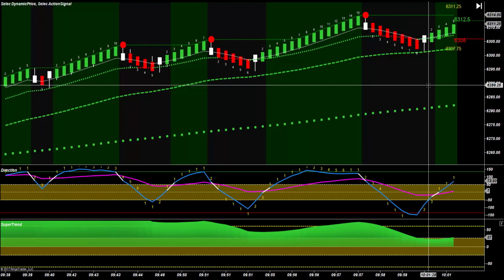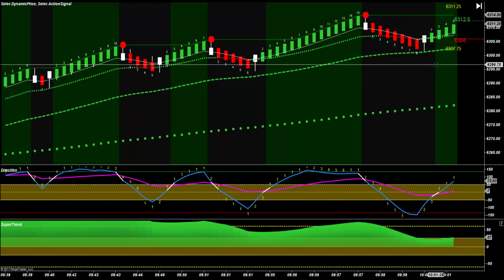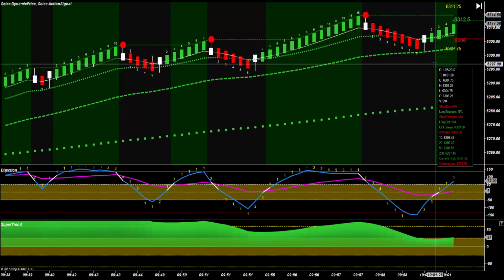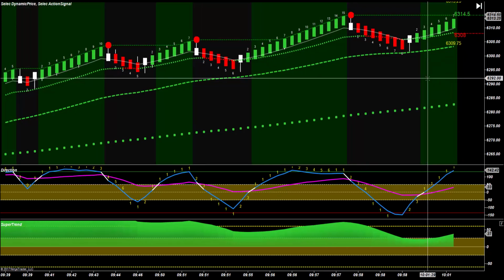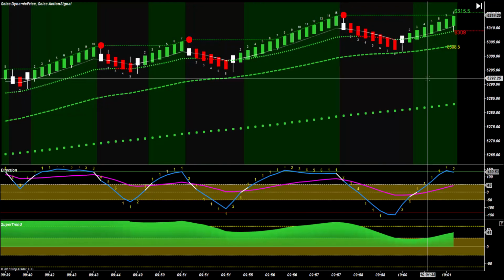At this point, I want to make a note of what my high of the day is. At this time, it is 6314.5. So I just want to make a mental note that my entry price will be one tick above that, which is 6314.75. As the market gets closer to the high, we're right under it here, and I see my purple line is very close to being outside of the neutral zone.